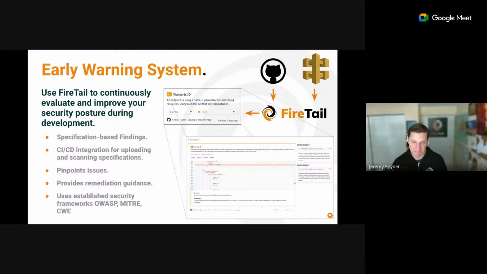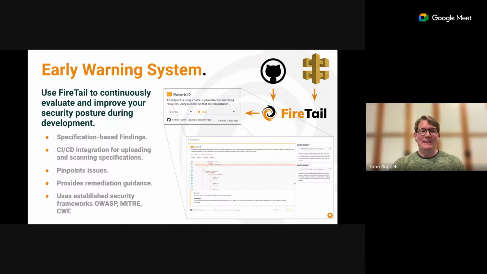Yeah, for sure. I like to think of this as exactly that, an early warning system, making sure that some of these design flaws just don't end up in production, for example.